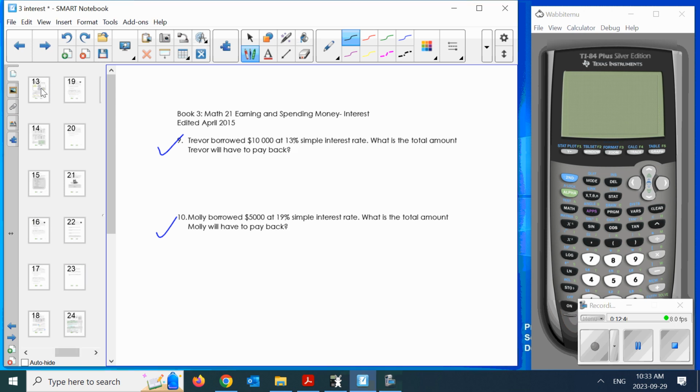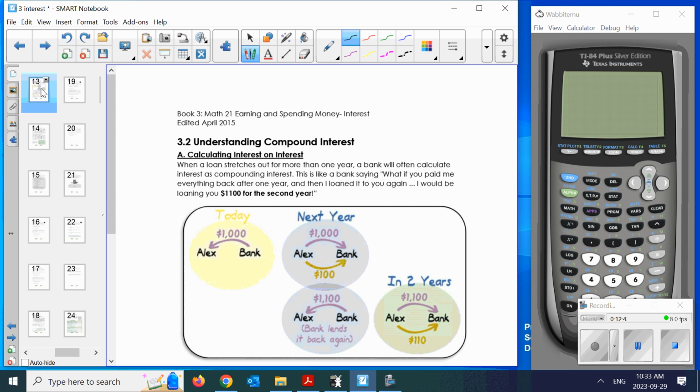It is time to look at compounding. We did something called simple interest, and it isn't that simple in real life. We can calculate simple interest easily, but the banks use something called compounding.